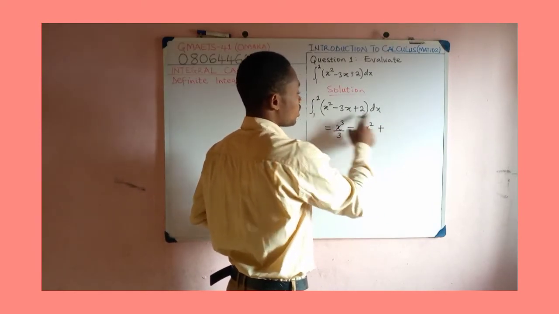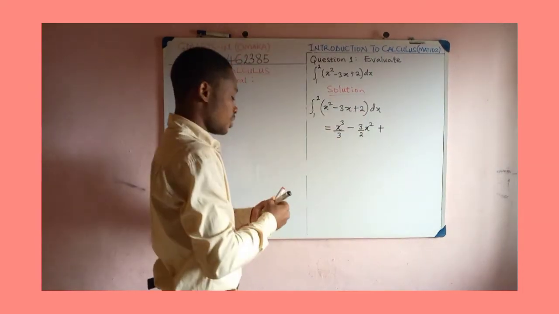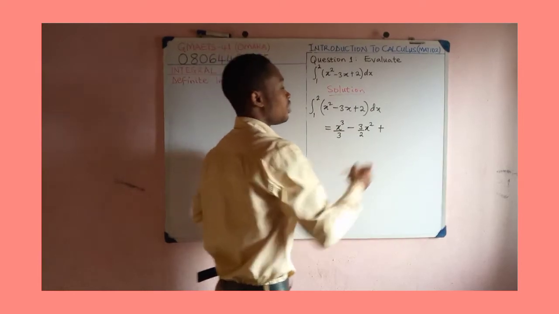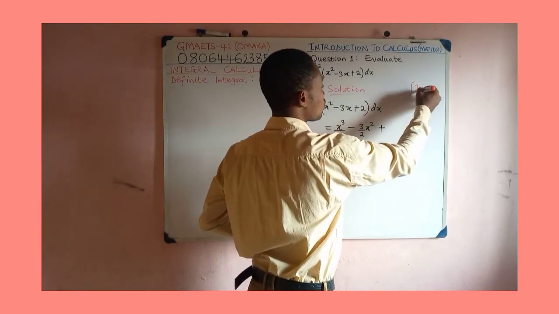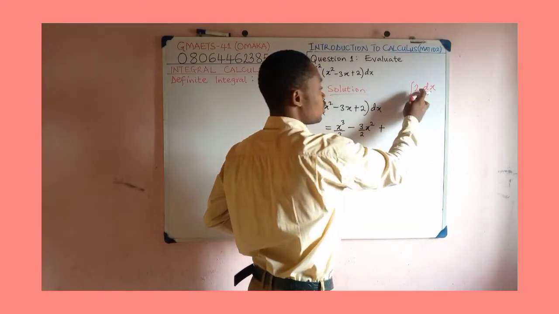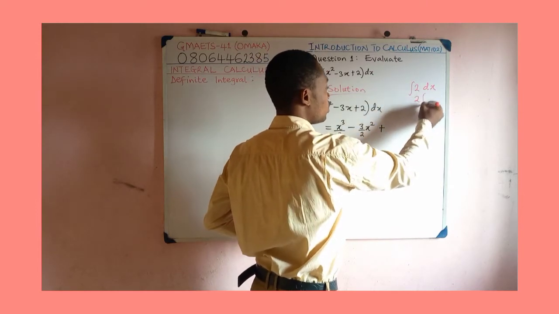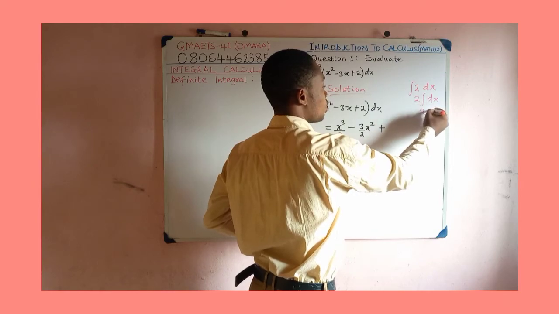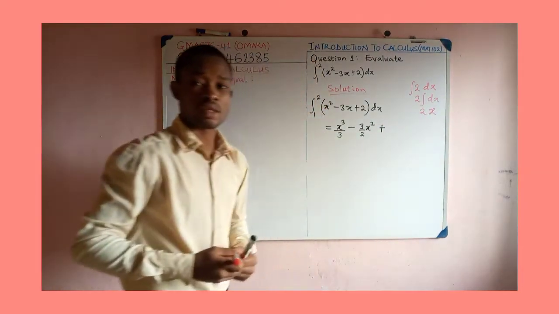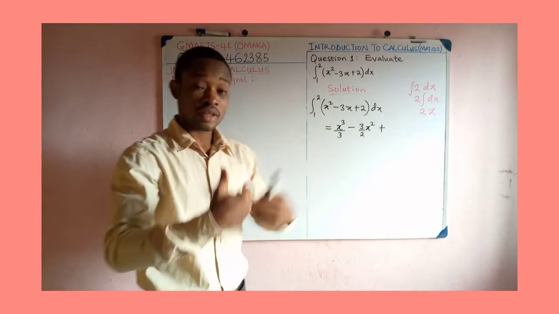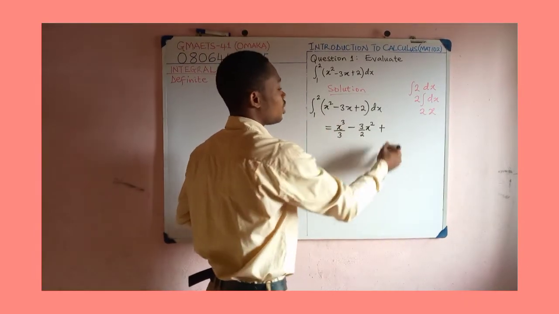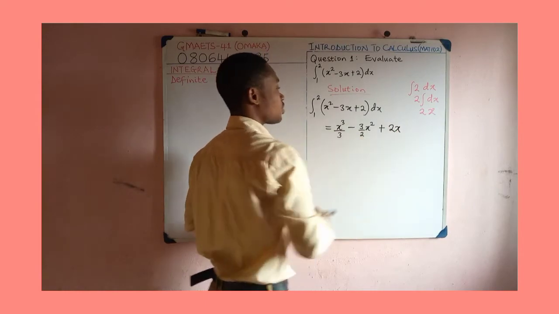And then plus, this term is the integral of 2 dx. You know, we are integrating each of them. Now let me show you something. If you have the integral of 2 dx, the 2 will come out of the integral, so it will be 2 times the integral of dx. And you know that the integral of dx will welcome back the variable x. Which means that the integral of 2 dx is going to be 2x.